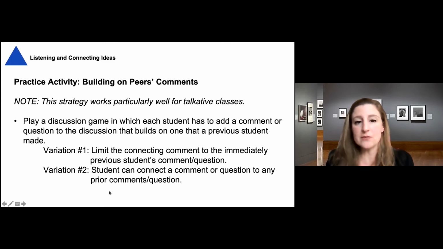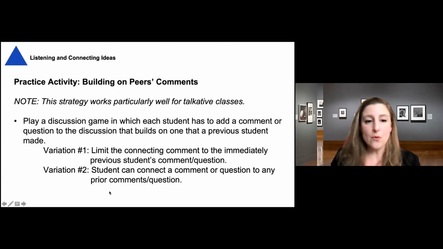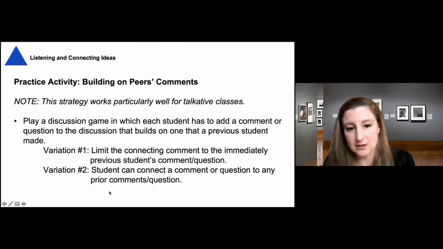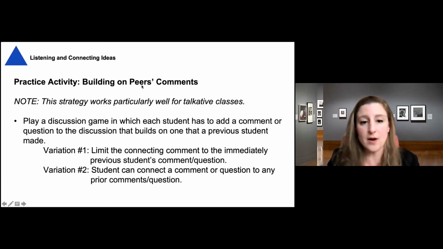So there's two ways of doing it. One is that they have to connect to the immediately previous comment. In some ways, that's easier from an executive function point of view because you don't have to remember so many different things. Or you can allow students to connect or comment to anything that's been said previously during the discussion. They just have to point out who said it so that they're demonstrating their listening skills. So you can build a whole conversation using this strategy.